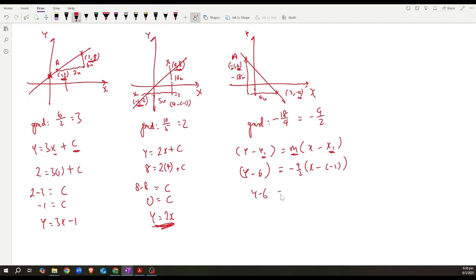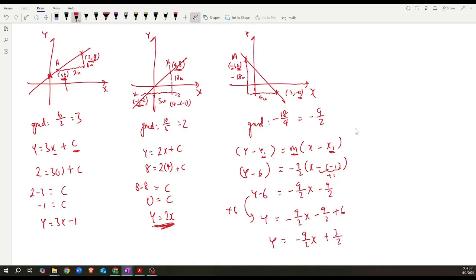Okay, y minus 6 equals negative 9 over 2 x. This will become plus 1, right? So minus 9 over 2, because negative 9 over 2 times positive 1 will just be negative 9 over 2. And then we add 6 on both sides. So y equals negative 9 over 2 x minus 9 over 2 plus 6, which will be negative 9 over 2 x plus 3 over 2.